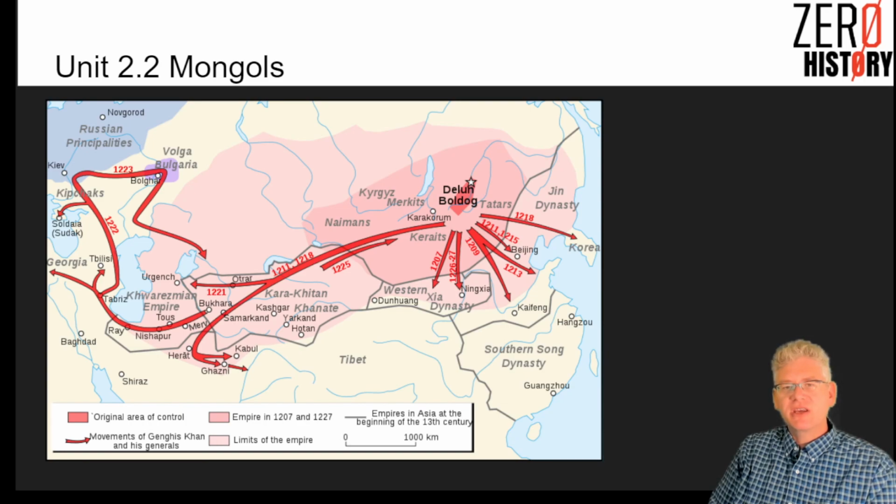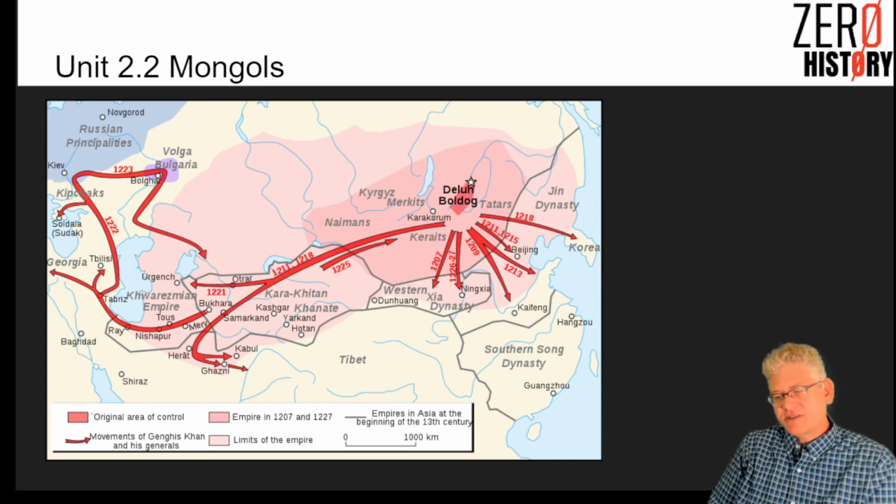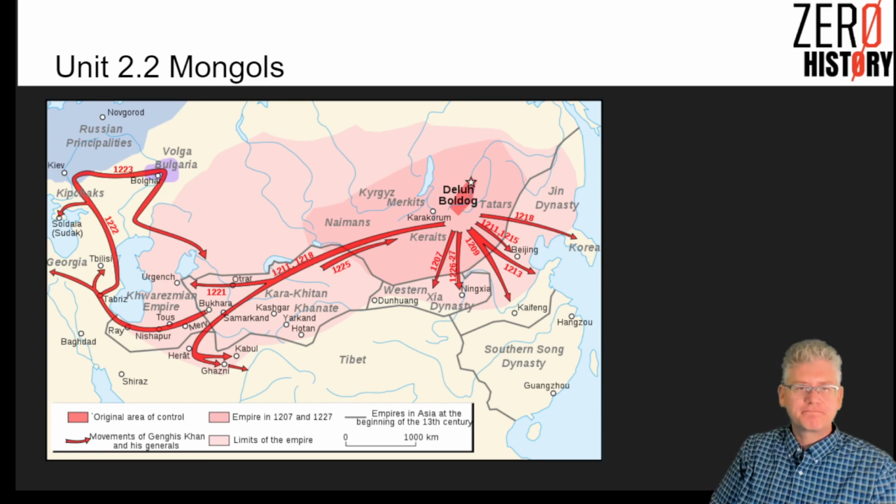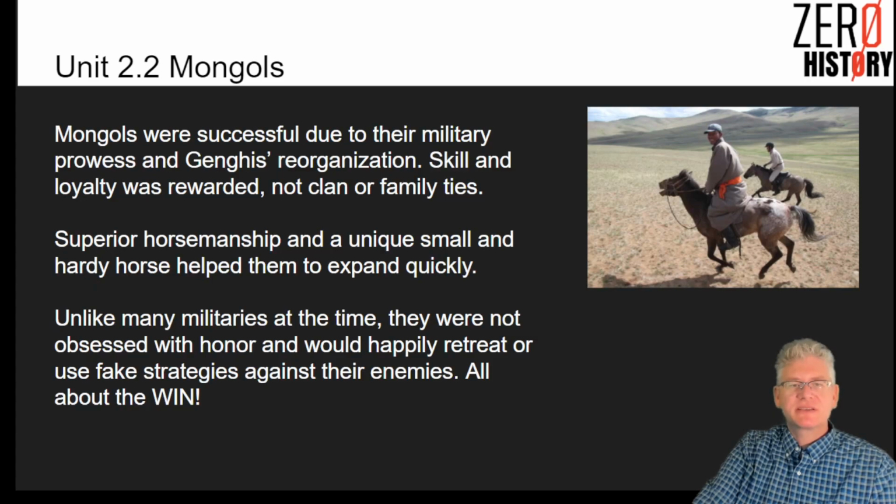So, for example, the Jin, the Western Xia dynasty, the Karakhatan Khanate, as well as the Khwarezmian Empire are all pretty weak empires at this time. So his ability to conquer them, that's not to suggest that he's not incredibly talented. Of course he is, but it also gives you an indication that he kind of is there at the right time.